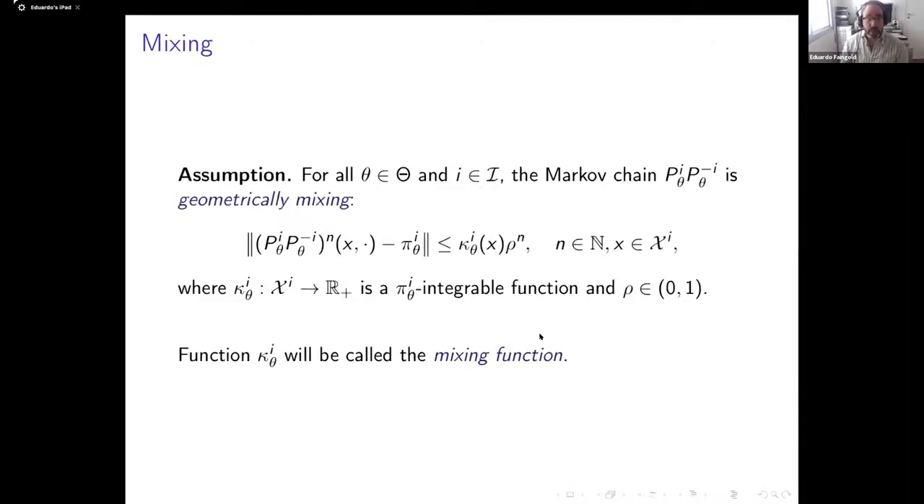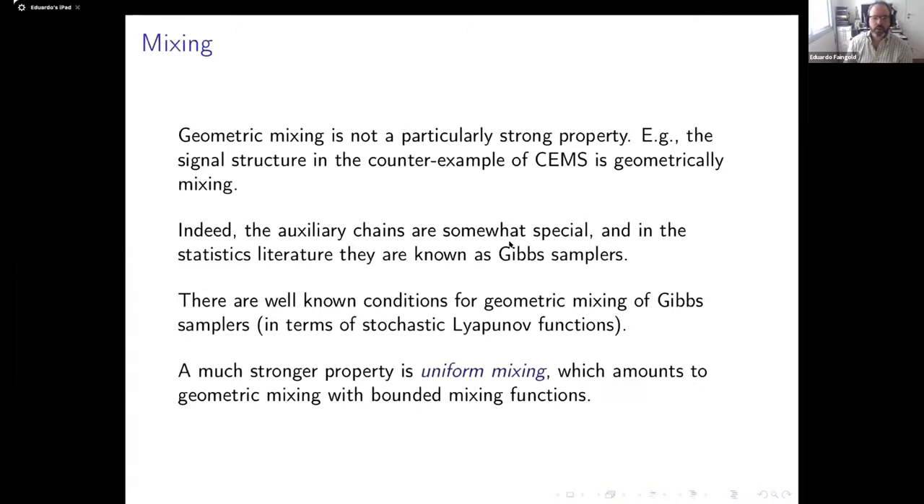I'm going to assume that each of these two Markov chains is mixing. Mixing means that the n-step transition is going to converge to the invariant distribution, which is the marginal on agent i's signal. I have a rate of convergence here, which is geometric, and this constant here may depend on x. I call this function the mixing function. I have about 3 minutes, so I want to get to my theorem. Geometric mixing is not particularly strong. For example, in the counterexample of Cripps, Ely, Mailath, and Samuelson, geometric mixing does obtain. It's not the problem.